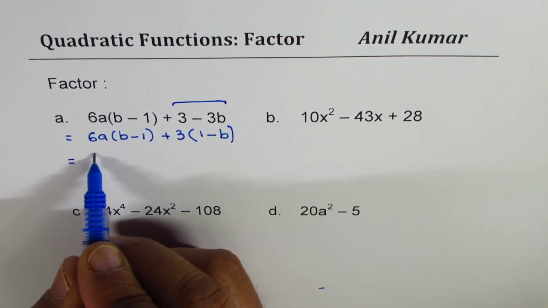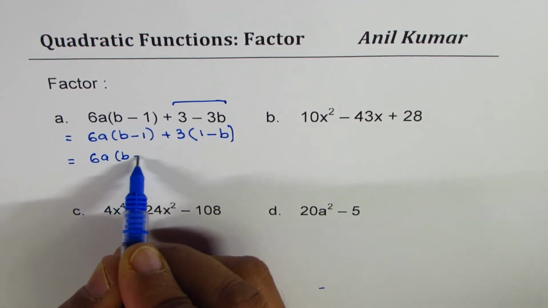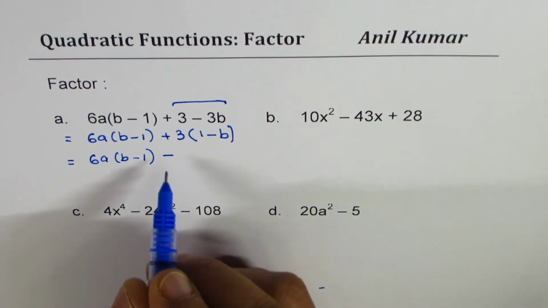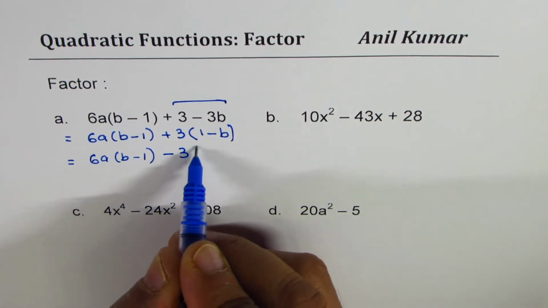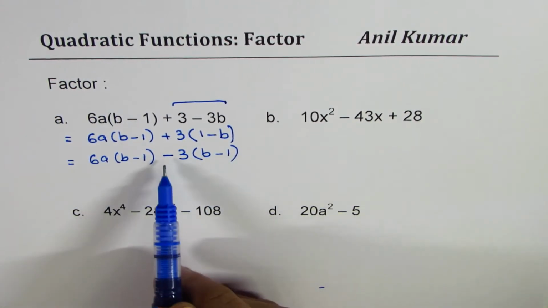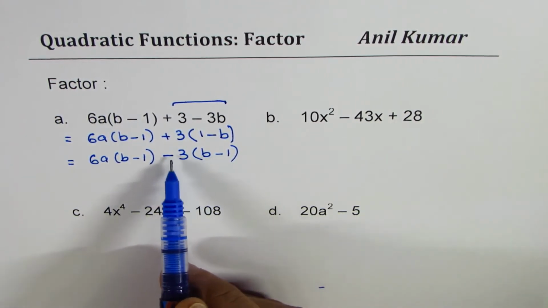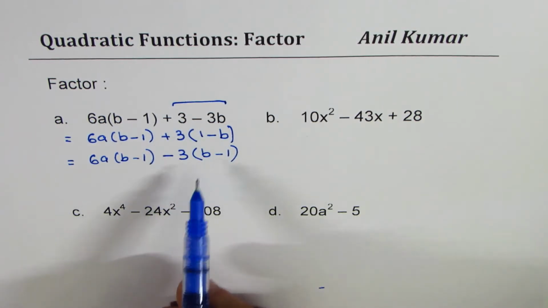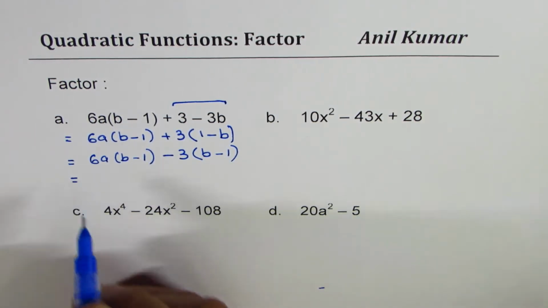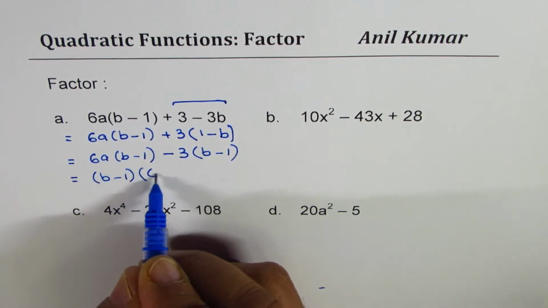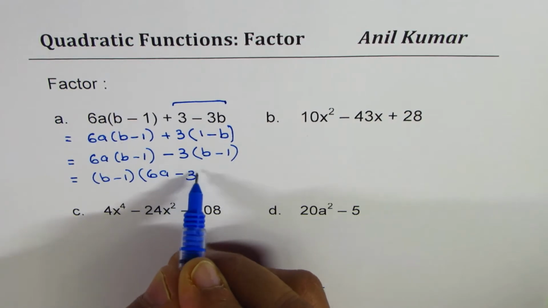Let's keep 6a times (b minus 1) as the first factor. In the second one, we could take minus common. So if I take minus common, then I could write this as b minus 1. And that is the strategy. If you open, you get minus 3b and plus 3, right? Now, it is kind of obvious that we can take b minus 1 as a common factor. We get 6a minus 3.